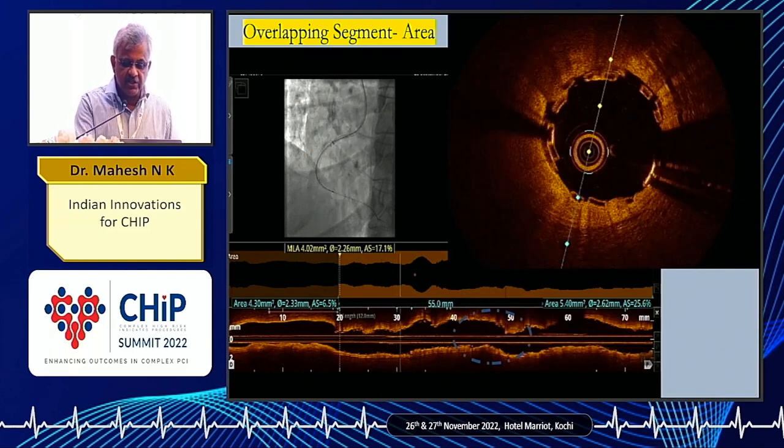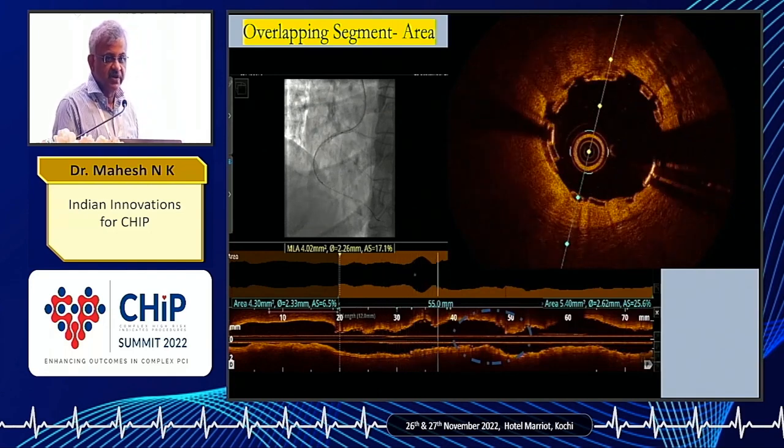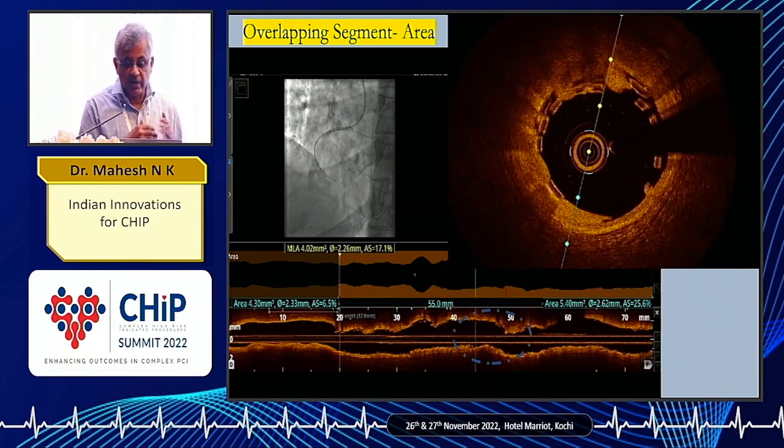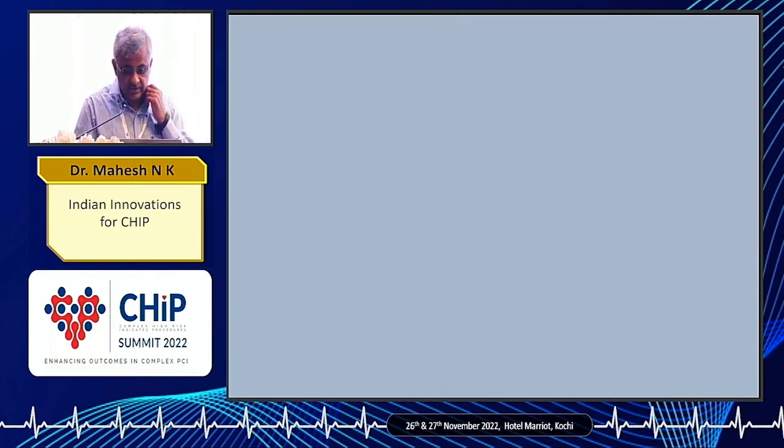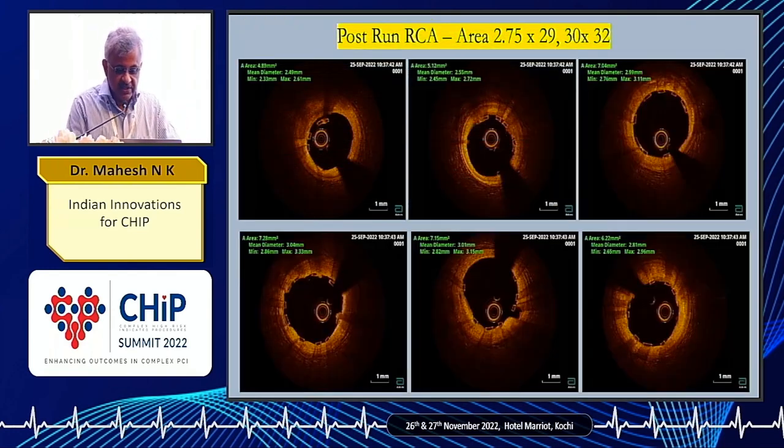The number of struts in the overlapping area will be slightly more than the regular segment. But there are no struts overlapping over each other. That is how it goes. So post-run RCA shows excellent results. You can see that despite the overlap, the segment is a little crowded.